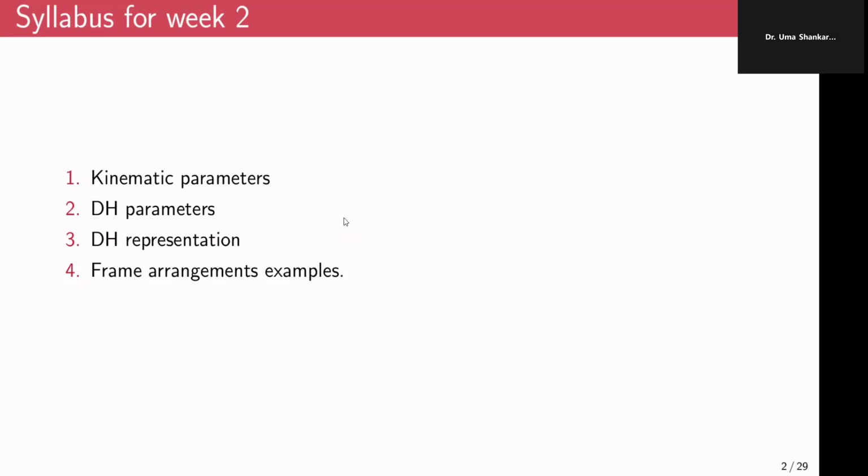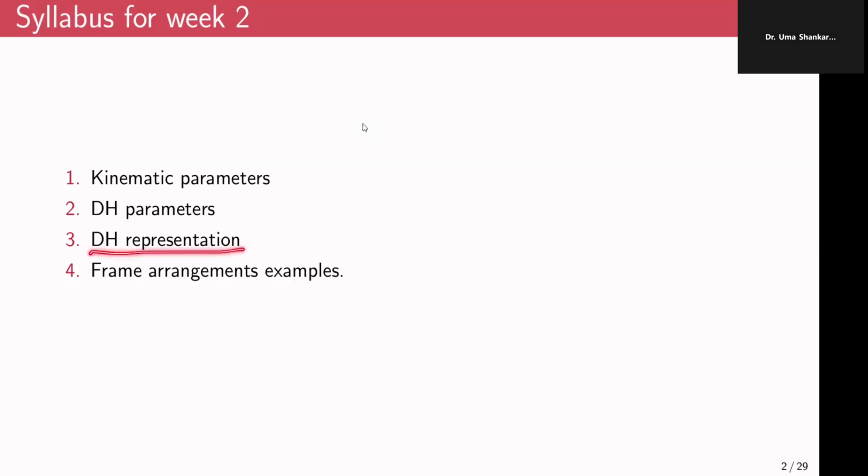So the topics that I would like to cover for this week are the kinematic parameters used for geometric modeling of robotic manipulators. Then we will see in detail something called DH parameters. This is a method for representing the transformation between frames attached to links of a robotic manipulator.